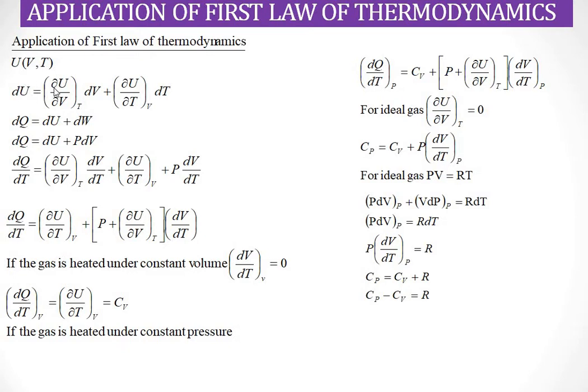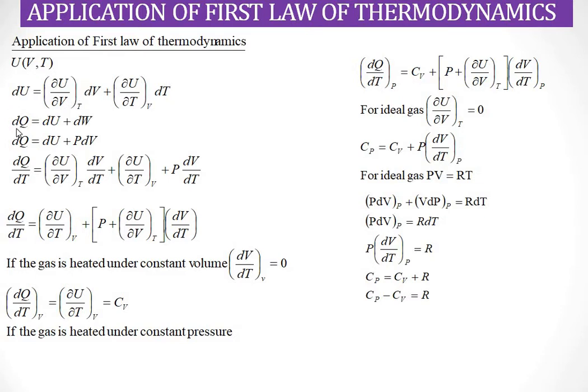So it can be written as dU is equal to (∂U/∂V) at constant temperature into dV, plus the change in the internal energy due to temperature, which can be written as (∂U/∂T), here taking volume as constant, into dT. So dU is (∂U/∂V) at constant T into dV plus (∂U/∂T) at constant V into dT. Here we are calculating the change in internal energy due to change in volume and change in temperature.